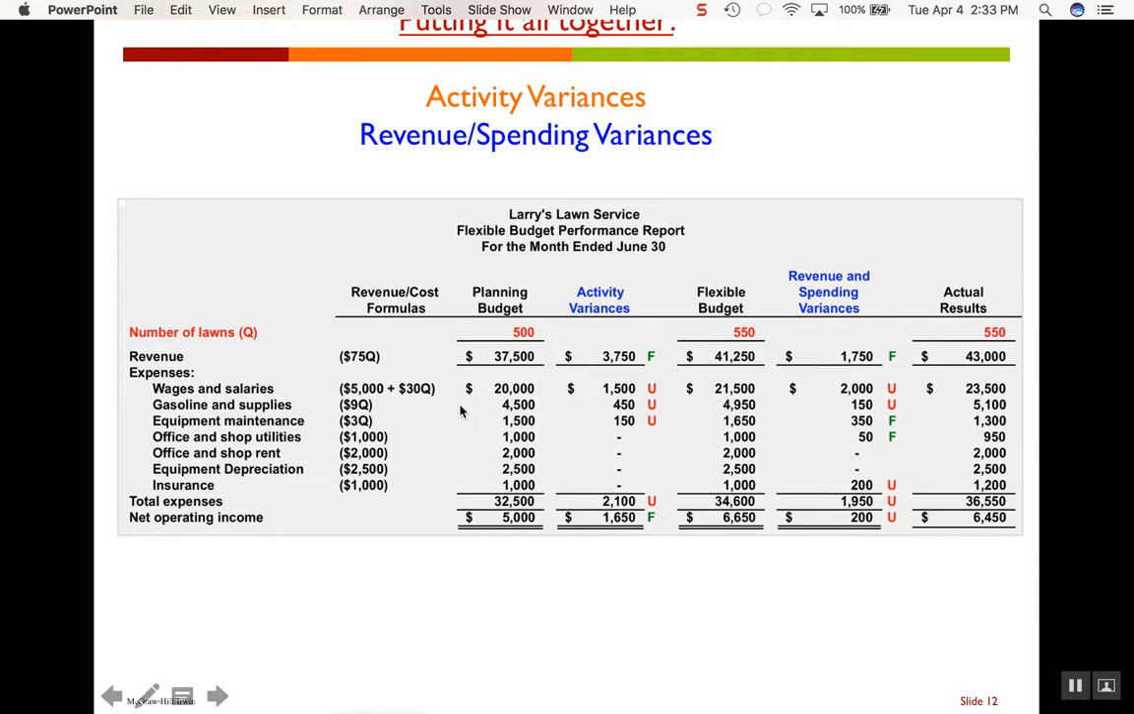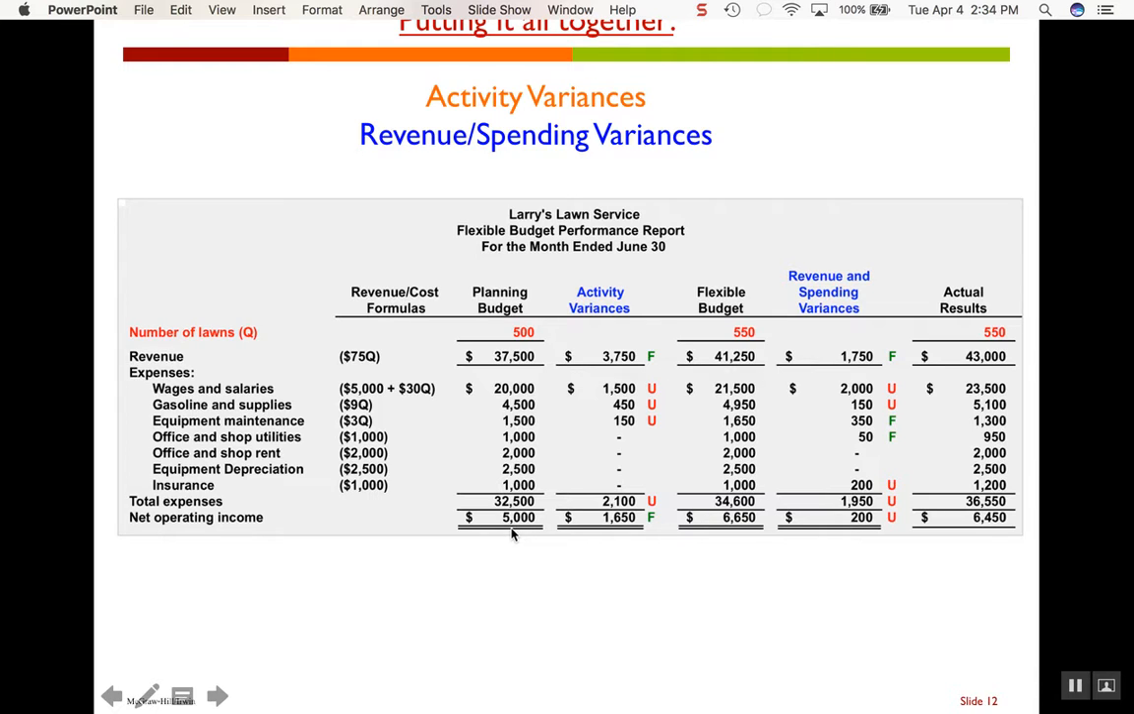Okay, so I've skipped a lot of slides. This one is probably my favorite when it comes to this example. I'm going to break this down for you because this is going to make things a lot clearer. Here's my number of lawns. So my budget, what I planned on mowing, was 500 lawns. Based on that, because I mow lawns for $75 each, this should have been my revenue. Because I pay my workers $30 plus I have a flat fee, this should have been my expenses, this should have been my gasoline, and so on and so forth. I should have had net operating income of about $5,000.